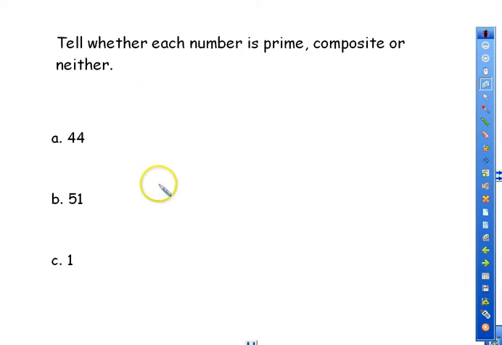It says tell whether is prime, composite, or neither. Remember, prime numbers are only numbers that can have factors of 1 and itself. Composite are all the rest except for my 0 and 1, which are neither. So go ahead and do A, B, and C.